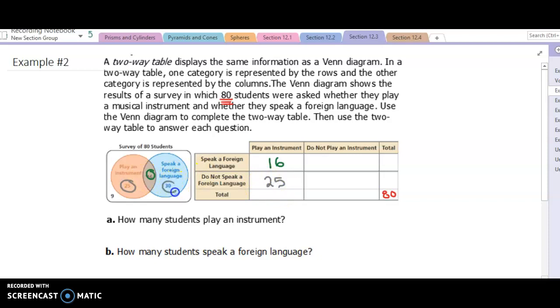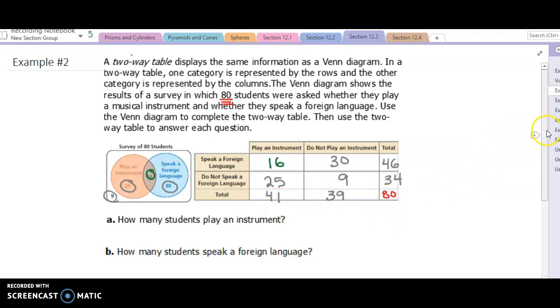Okay, and here they speak a foreign language, but they don't play an instrument. And these 9 out here are in neither one of these bubbles, so they don't play an instrument and they don't speak a foreign language. Okay, so if I tally these up, this would be 46, this would be 34, those do add up to 80, so we're good there. Up and down, that's 41 total play an instrument, and 39 do not. That's pretty darn close, and those do add up to 80 as well.